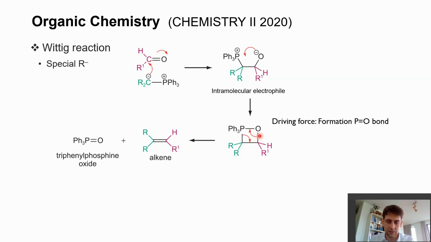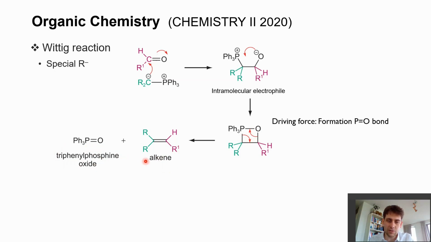So one of these sigma bonds gets drawn in and forms a new phosphorus-oxygen double bond, where the other electron density goes in here and then forms our alkene component. And in the end, what we are left with is the triphenyl phosphine oxide. So again, this very thermodynamically strong phosphorus-oxygen bond. And on the other side, we are left with our alkene component.